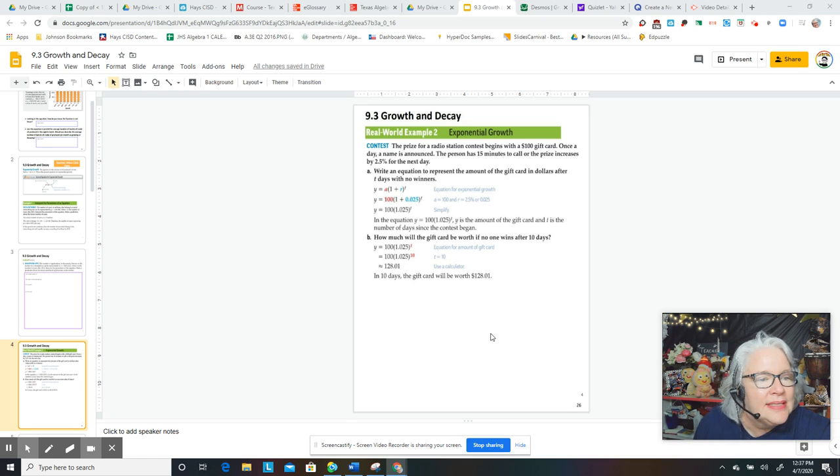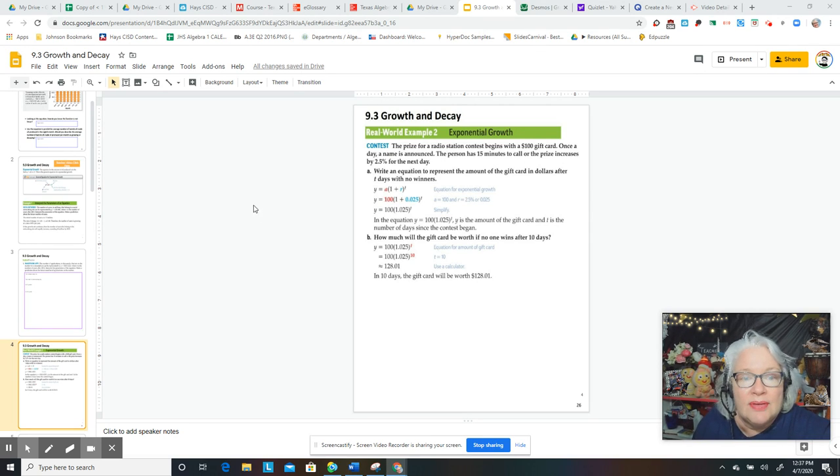All right, guys, this is page 4. Here's another real world example of exponential growth. The prize for a radio station contest begins with a $100 gift card. Once a day, a name is announced. The person has 15 minutes to call, or the prize increases by 2.5% for the next day. Write an equation to represent the amount of the gift card in dollars after t days with no winners.